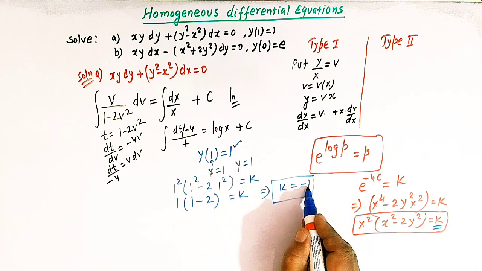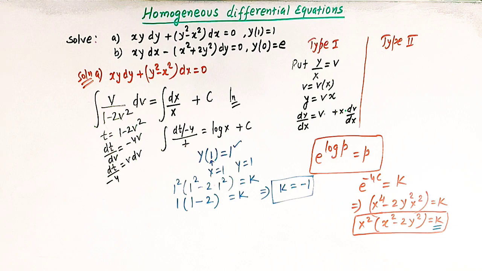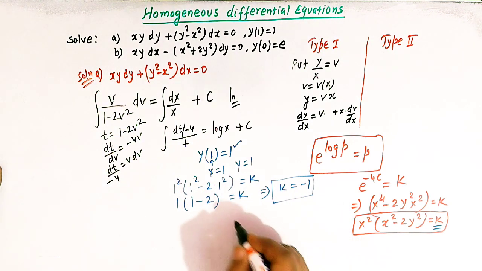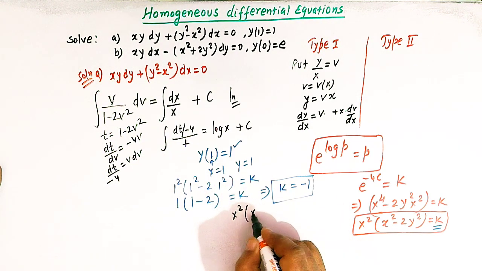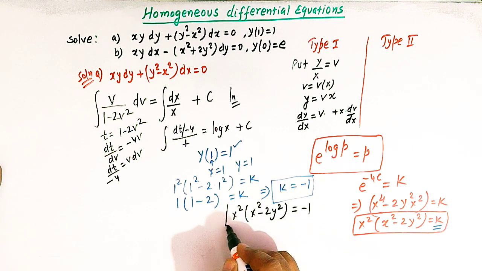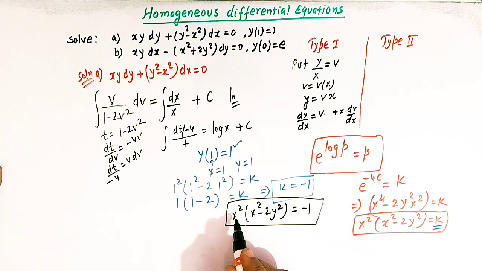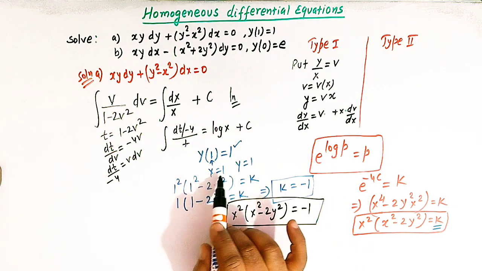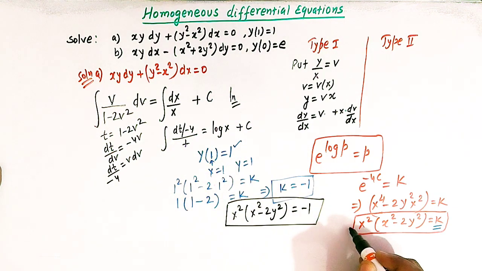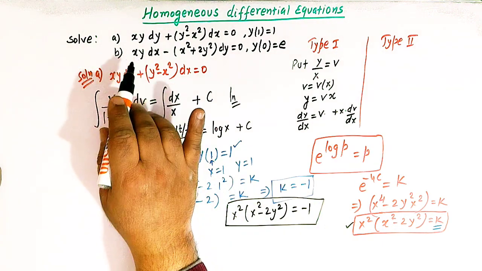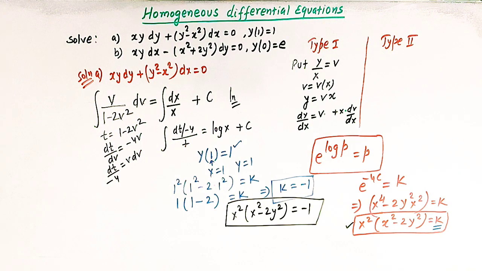So taking k equal to minus 1 in this equation, we will get the particular solution of the given differential equation. So we have x square minus 2y square equal to minus 1, right? So this is the particular solution of this differential equation when the boundary conditions are x is equal to 1, y is equal to 1, and the previous one is the general solution, right? Now let us consider the second homogeneous differential equation.